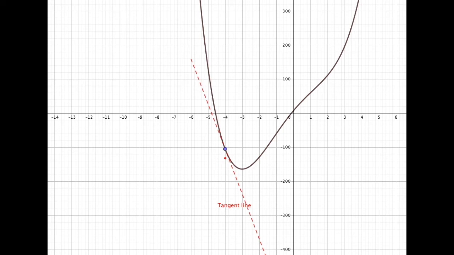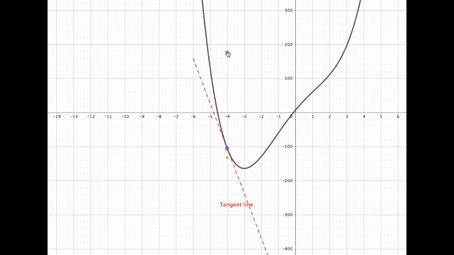Now if we move that point round, this point is going to trace out the graph of the gradient. As we slide the point round, the gradient is becoming less negative, or we could say increasing. Then when we get to here, we have a gradient of 0. And it continues to increase as we go round past the minimum point.